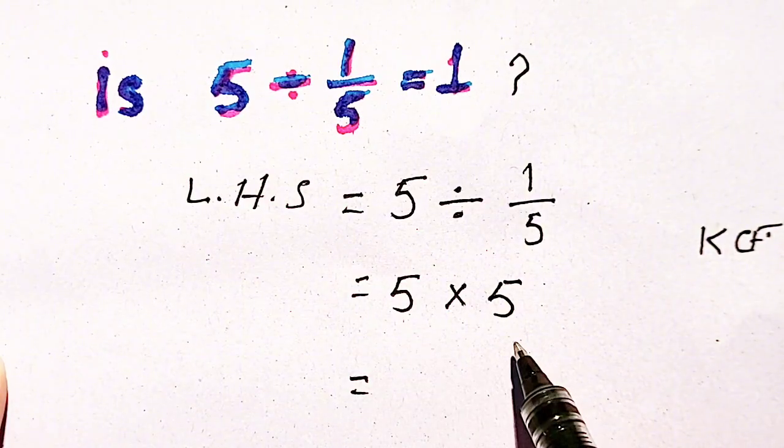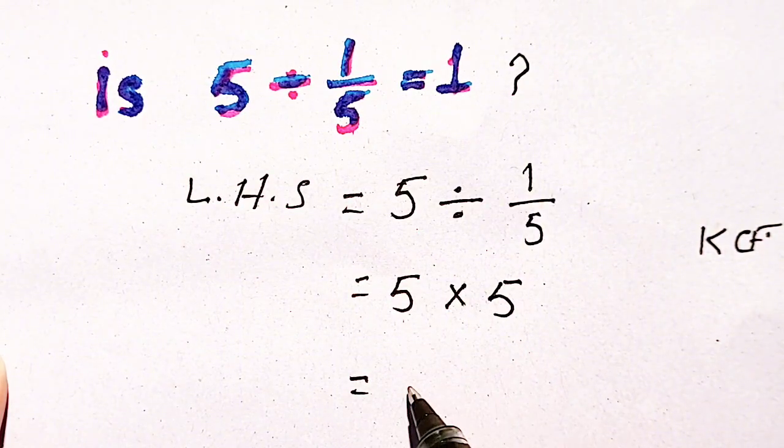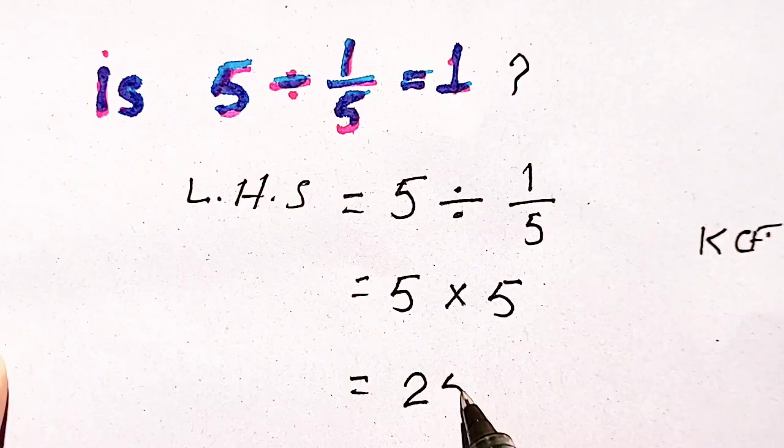So 5 multiplied with 5 will be equal to 25, which is our answer.